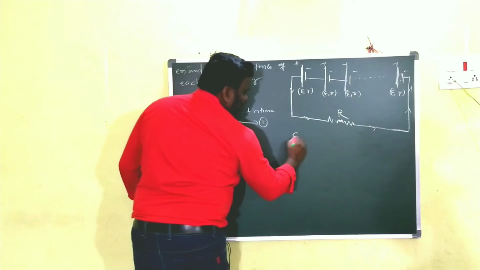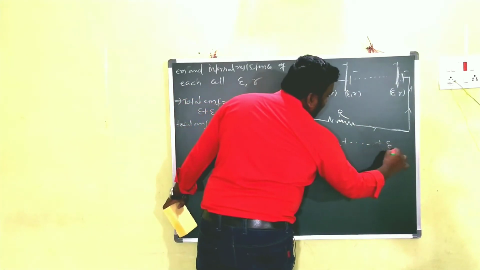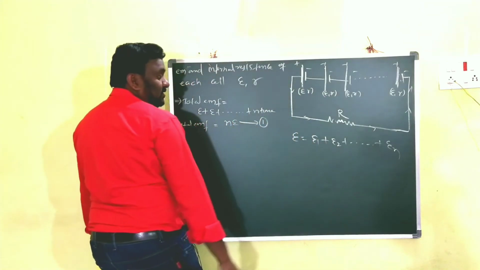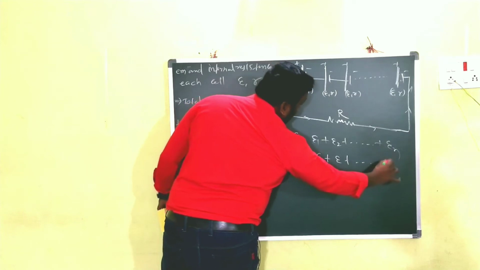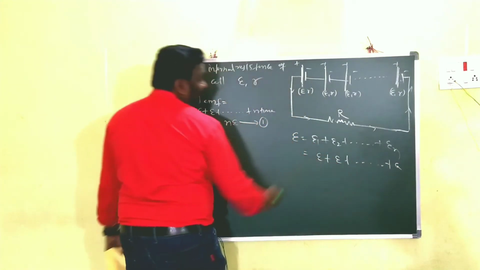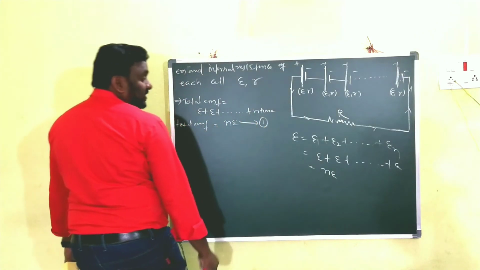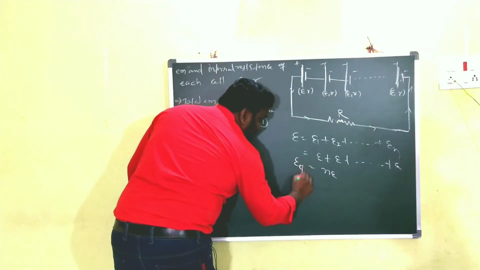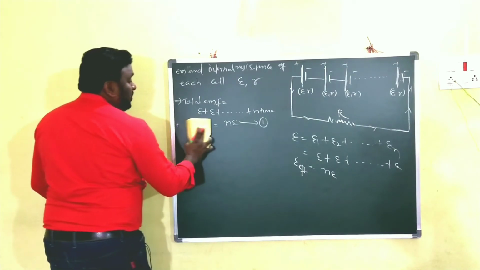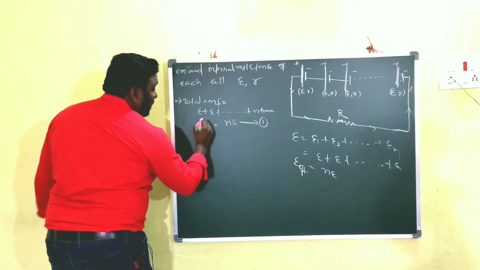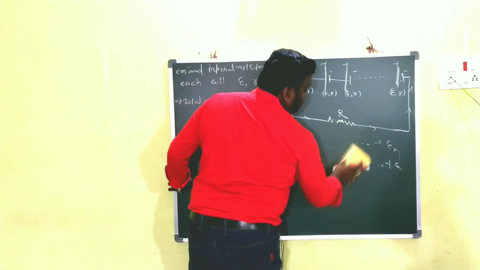Children, simple. Epsilon effective is equal to epsilon 1 plus epsilon 2 plus and so on epsilon n. All have the same values: epsilon plus and so on epsilon. How many are there? n. That's why we write n epsilon. So the total EMF is written as epsilon effective, and that is equation number 1.